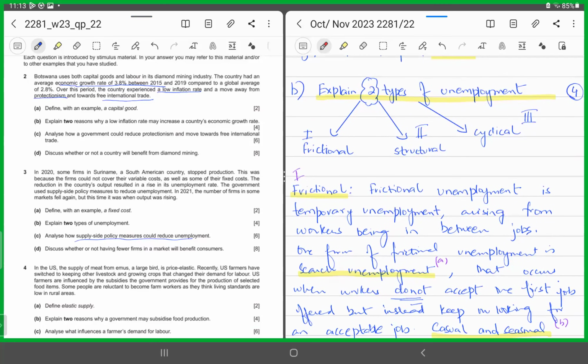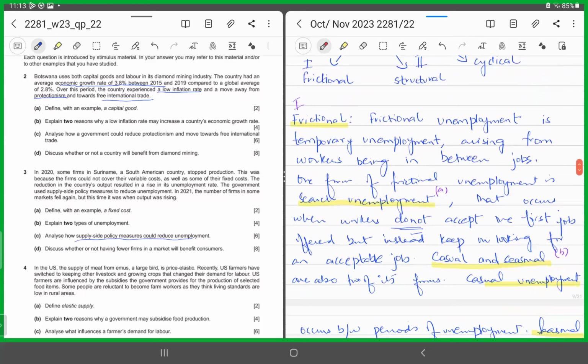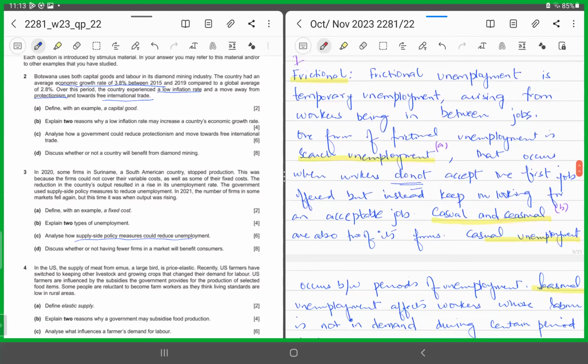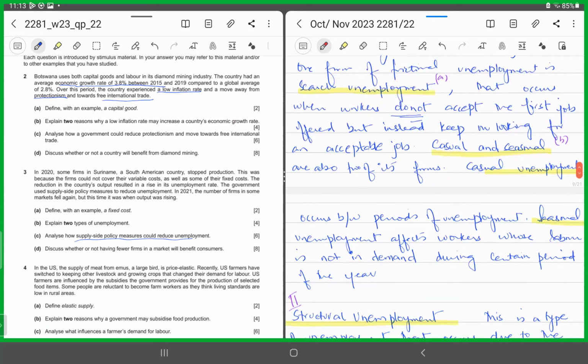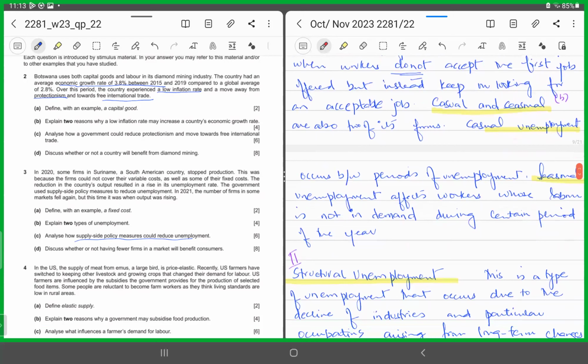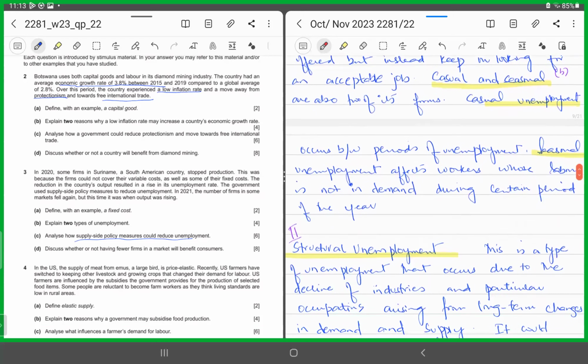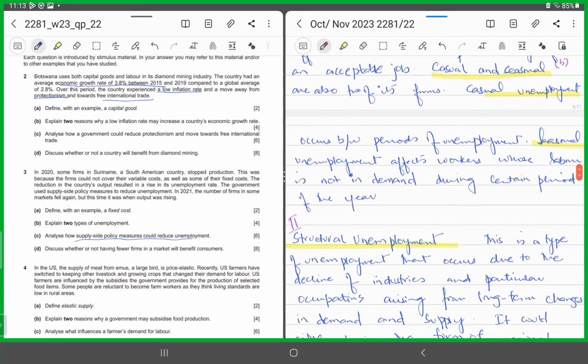In frictional unemployment, you can say frictional is temporary unemployment arising from workers being in between jobs. One form of frictional unemployment is such unemployment that occurs when workers do not accept the first job offered, but instead keep on looking for an acceptable job. Casual and seasonal are also its forms. Casual unemployment occurs between periods of unemployment. Seasonal unemployment occurs affect workers whose labor is not in demand during certain periods of the year. Right? Farming and actors, for example.